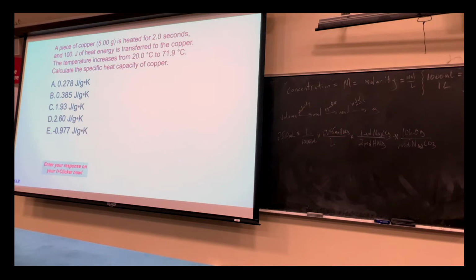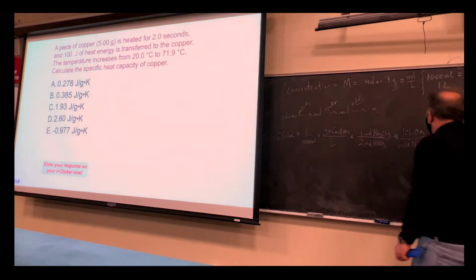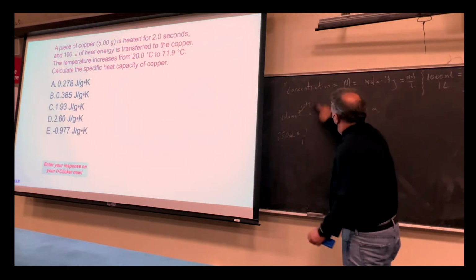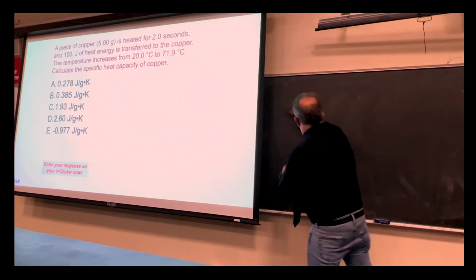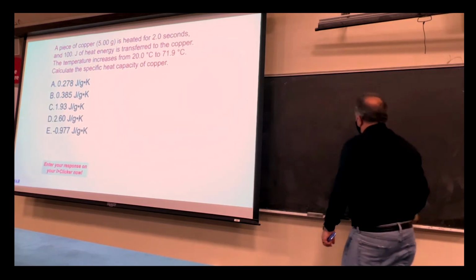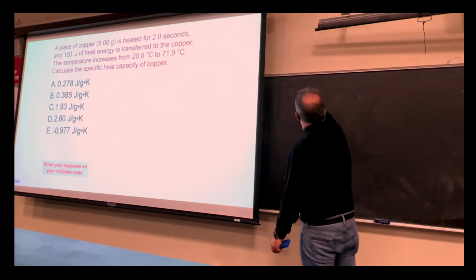And here we have a piece of copper. It's being heated, and it gives 100 joules of energy. And the temperature of the copper rises from 20 degrees to 71.9 degrees. And you can use this information to calculate the specific heat of copper. And specific heat is usually given the symbol C in these kind of expressions. This is a Q equals MC delta T.